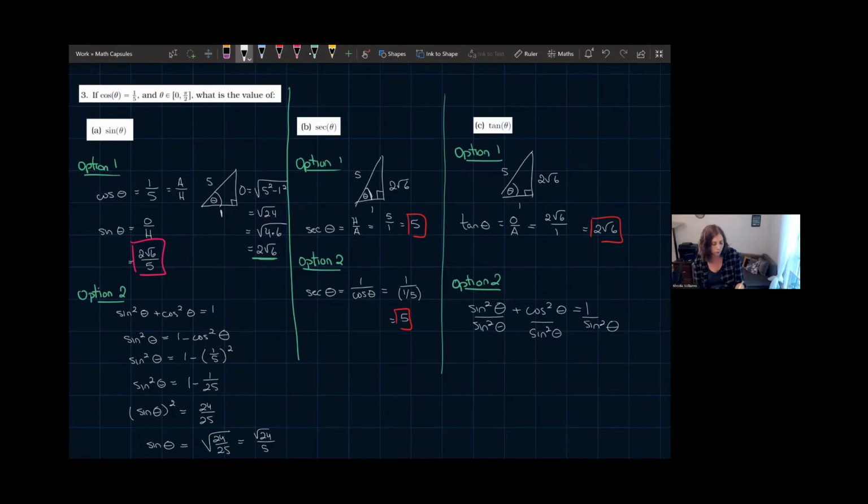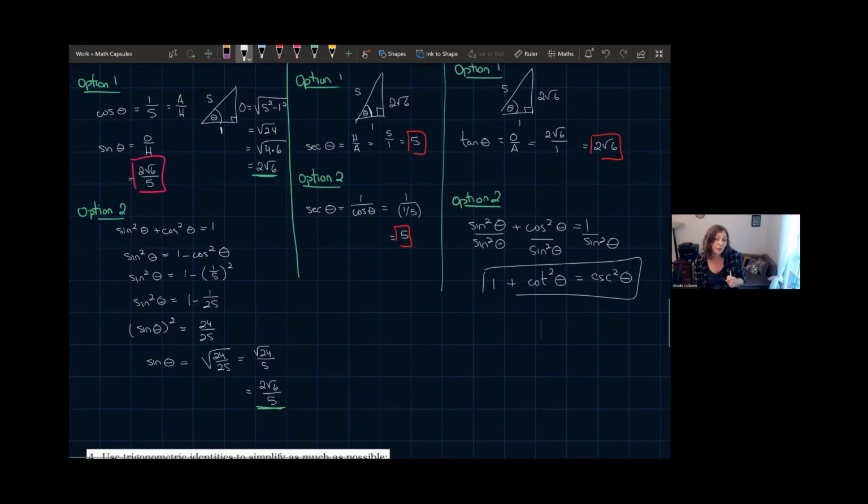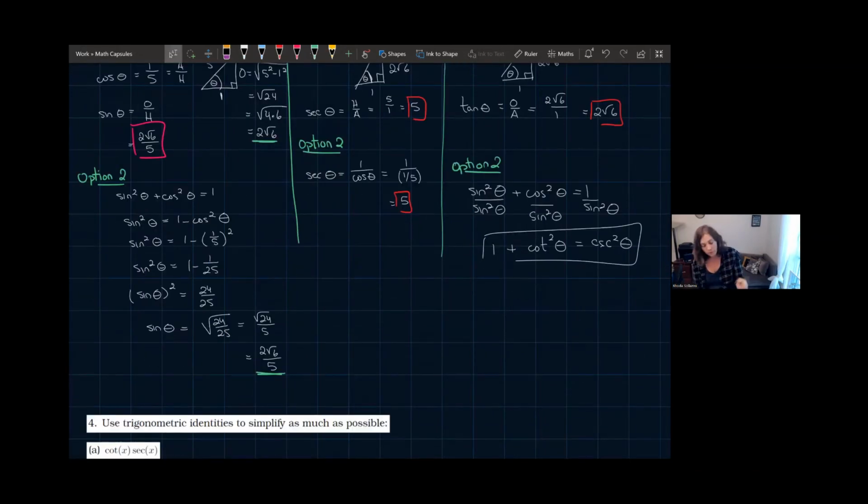what happens? Well, sine squared over sine squared gives me 1. Cos squared over sine squared, cos over sine is cotan, so I get cotan squared. And 1 over sine is cosecant, so I get cosecant squared. So this gives me a whole new identity, which is a good one to know, and you're going to need to know it, especially in Cal 2.